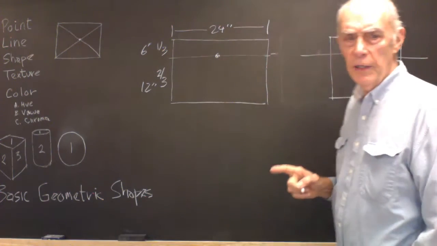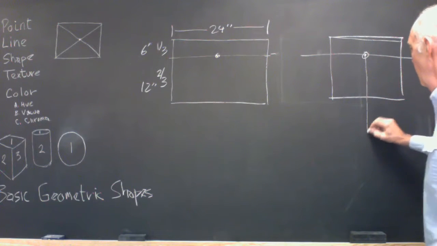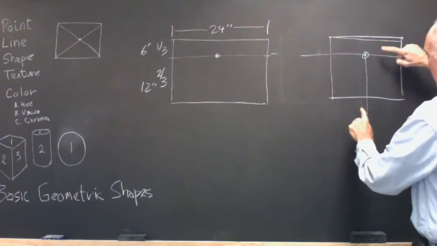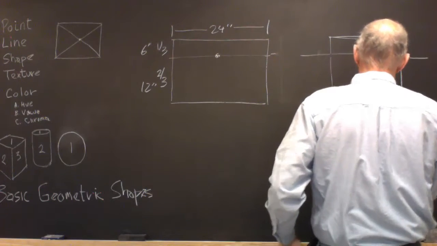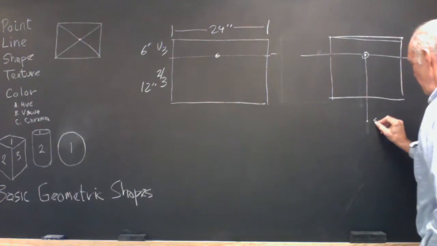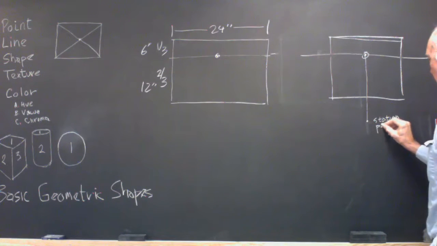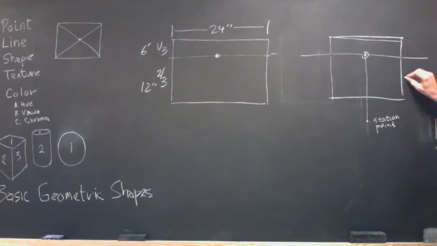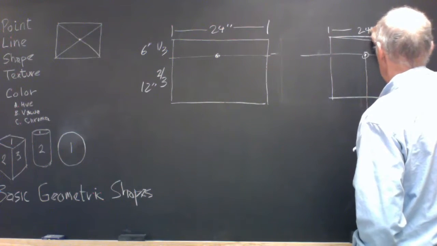What I'm going to do is drop this down the width of the picture plane. Go from here to here. This is the station point. If this was 12 inches and this was 6 inches, which would be normal in your drawing pad, this would be 24 inches.